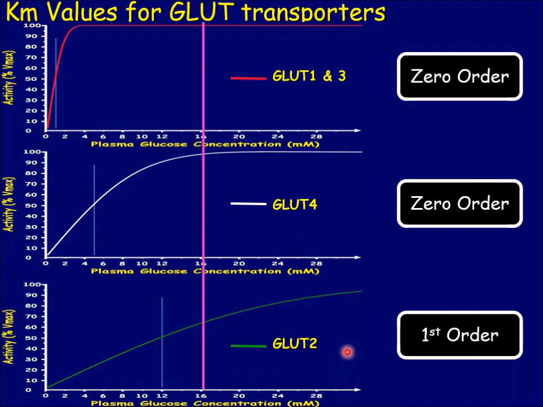But our GLUT2 transporters, which are expressed in our liver, are most certainly not sitting at their Vmax at 16 millimolar blood glucose concentration. So in effect, if glucose concentrations were to go higher still, they'd be able to speed up further, and hence we call these first order kinetics.